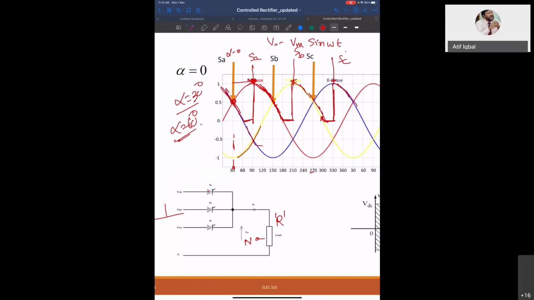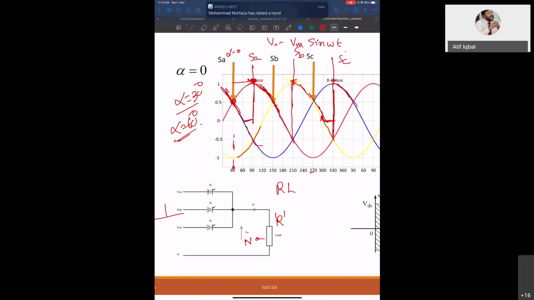But what happens if you have RL load? If you have RL load, then it will go in the negative, no problem. It will go in the negative direction like this. Do you understand this point?